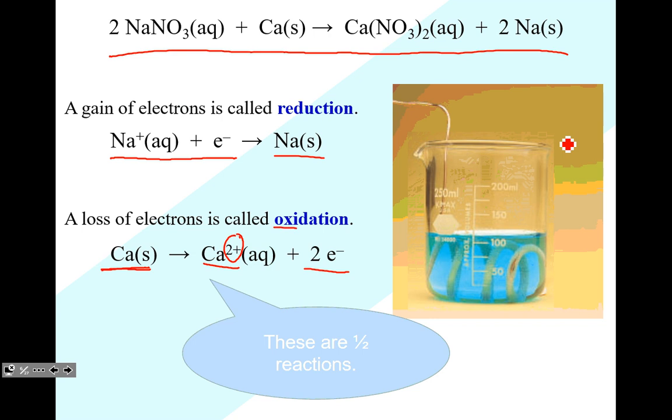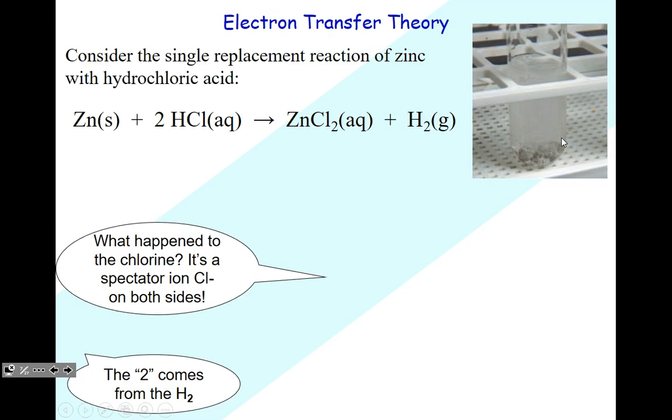Losing electrons is oxidation. Gaining electrons is reduction. What happens to the NO3? These are spectator ions. They're not actually part of the reaction. We cancel those out. That's why they disappear. That's why they're not there. We call this the electron transfer theory.